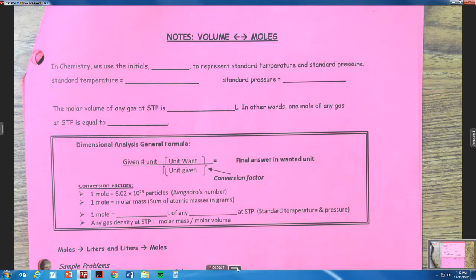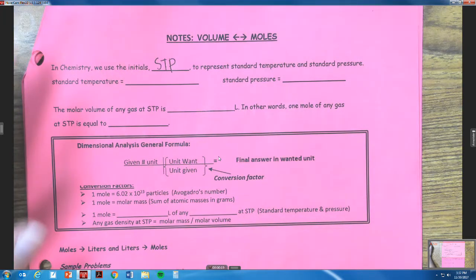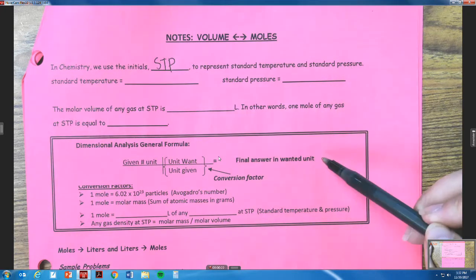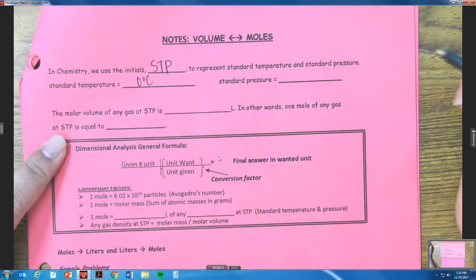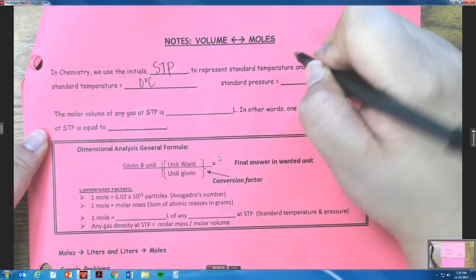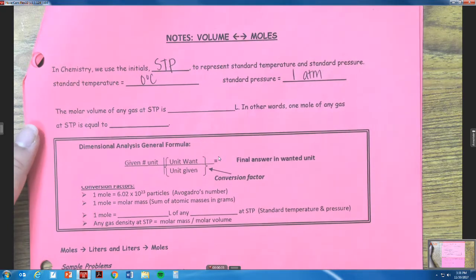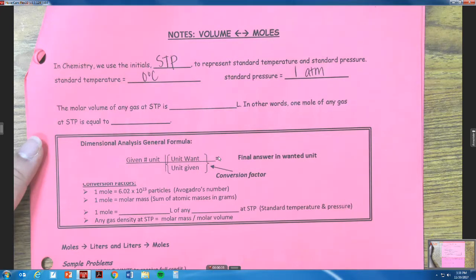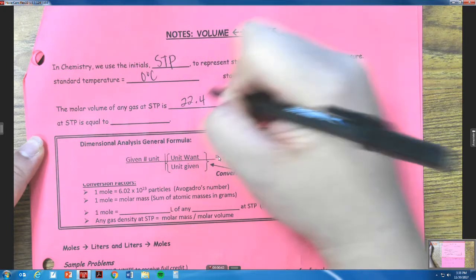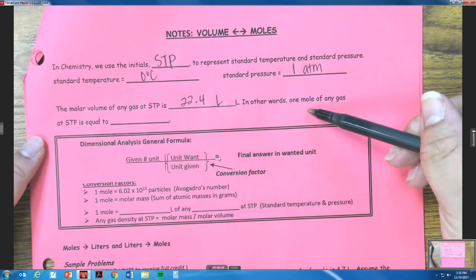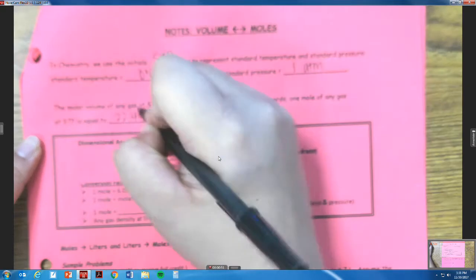So in chemistry, we use the initials STP to represent the standard temperature and standard pressure. Standard temperature is equivalent to 0 degrees Celsius, and standard pressure is equal to 1 atmosphere. The molar volume of any gas at STP is 22.4 liters. So in other words, 1 mole of any gas at STP is equal to 22.4 liters.